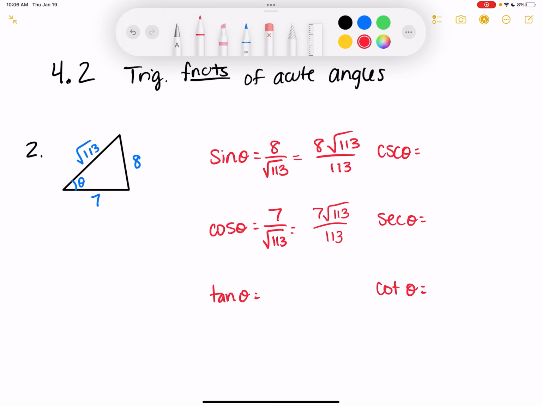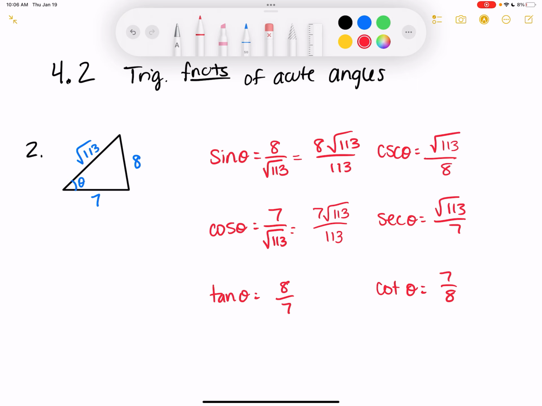Tangent. 8 over 7. Cosecant. Square root of 113 over 8. Secant. Square root of 113 over 7. And cotangent. 7 over 8. Questions about that one?